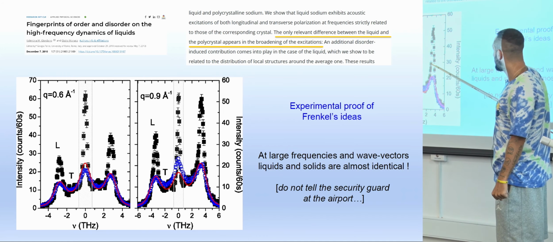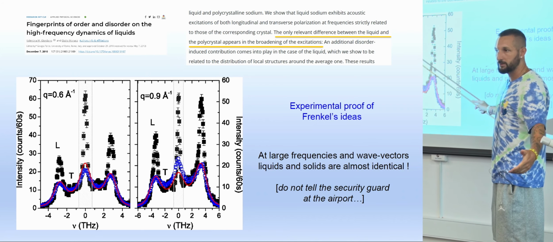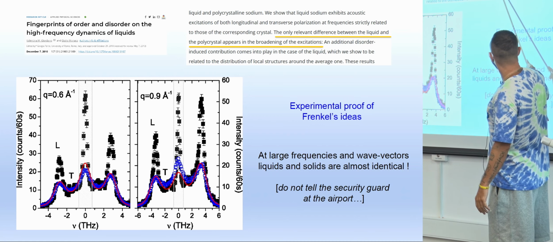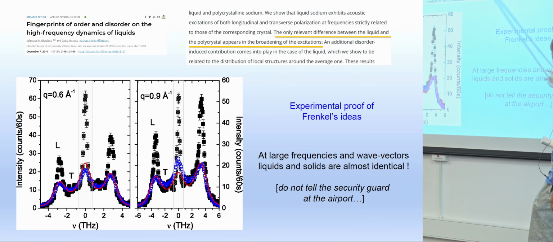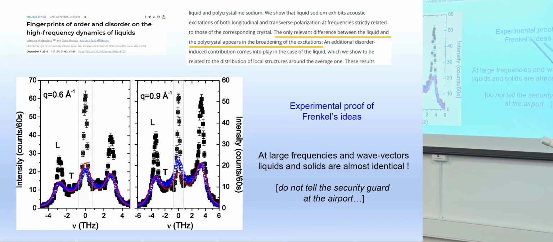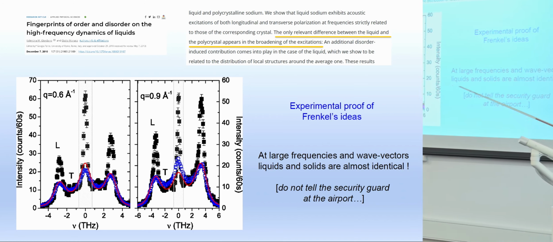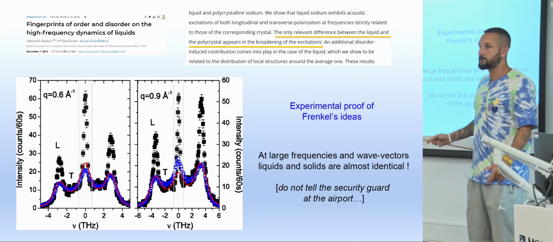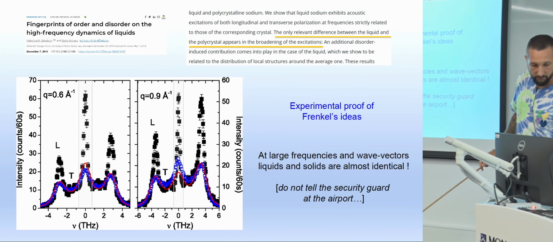The only difference that you see, of course, is that the intensity is different. The liquid is more disordered, and the peak is a bit broader. The only relevant difference between the liquid and the polycrystal appears in the broadening of the excitation. So this is the experimental proof, or at least experimental indication, that at large frequency and wave vector, liquids and solids are actually much more similar than we expect.